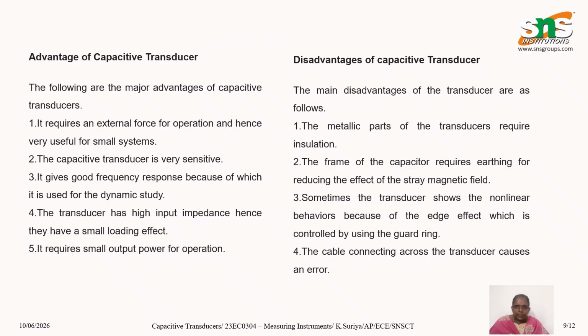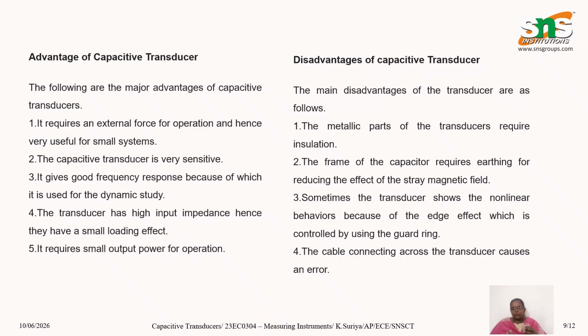So let us see the advantages and the disadvantages of capacitive transducers. Capacitive transducers offer several advantages. They are highly sensitive and capable of detecting extremely small physical changes. They provide good frequency response, making them suitable for dynamic measurements. They have high input impedance, which minimizes the loading effects on the measured systems. They also require very low output power and are suitable for small scale measurement applications.